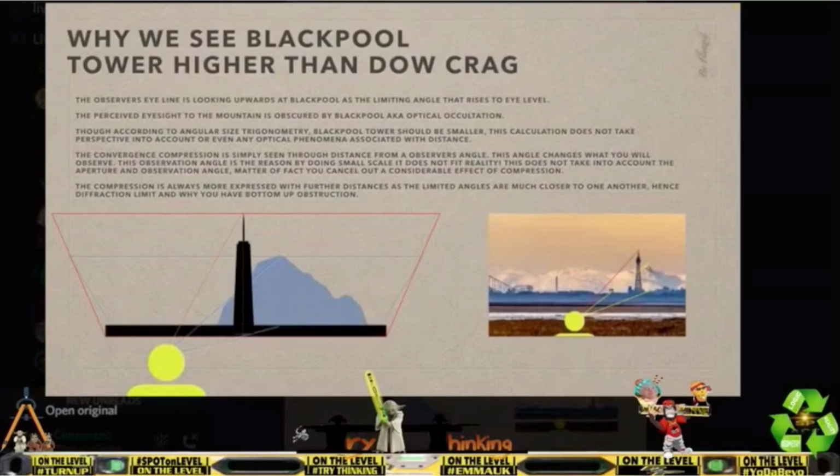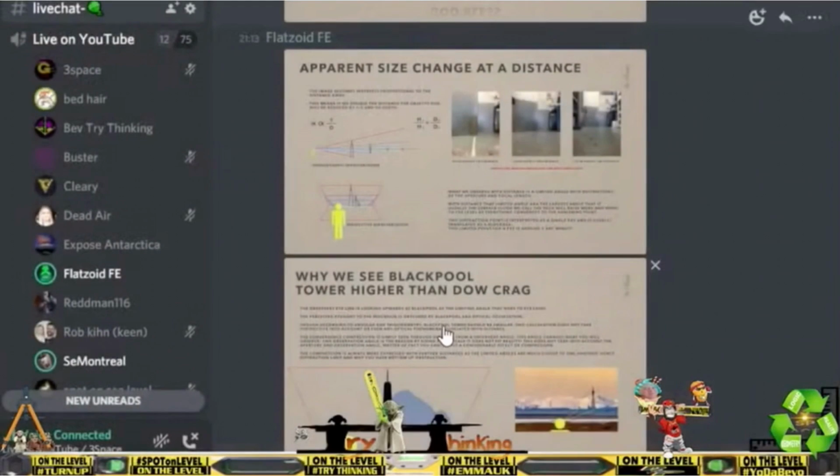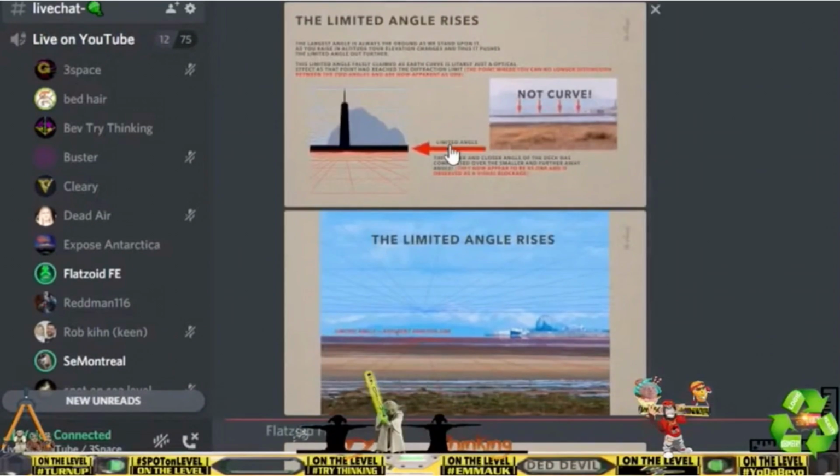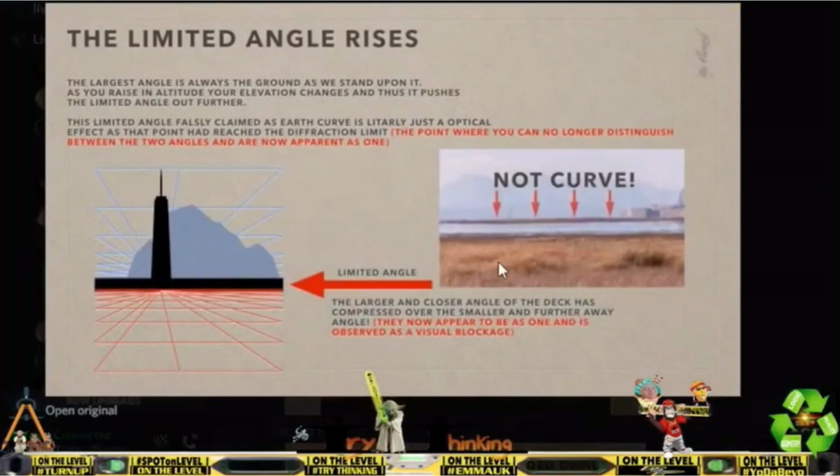Yeah. Are you ready for the next slide? Yep. I think it's the first one that I put in, the limit to angle rises, the one that says not curve. No curve. Yeah, not curve. Yep, got it on. Okay.